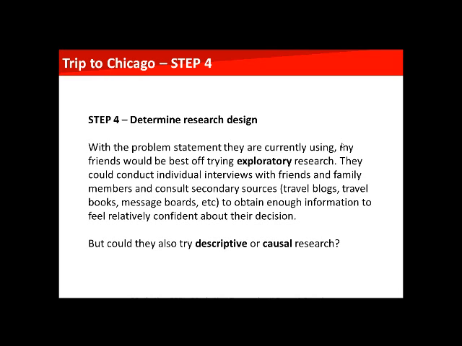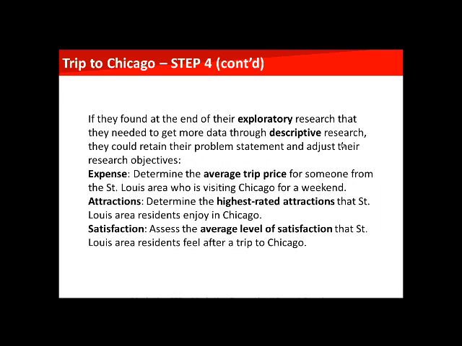Now, as we remember, you can conduct all three of these types of research to solve a research problem. But often if your research problem suggests a mode, you're going to go with that mode. And if you're going to switch to one of the others, you might have to change things around a little bit. So let's say that if they found at the end of their exploratory research that they needed to get more data through descriptive research, they could retain their problem statement, so keep it the same. It's still about making a decision on whether they're going to go to Chicago or not in March. But they could adjust their research objectives a little bit.